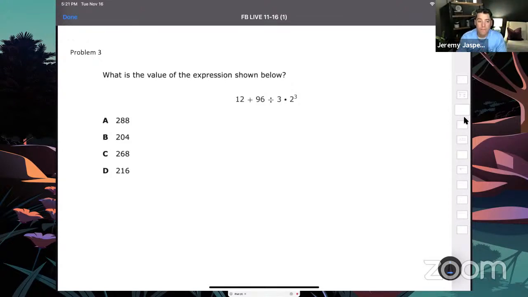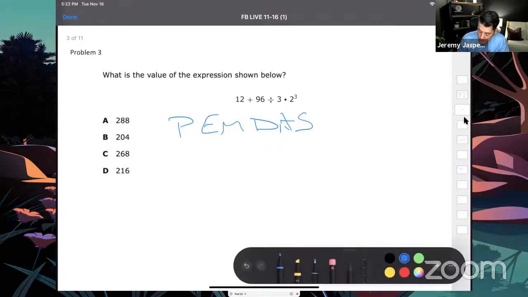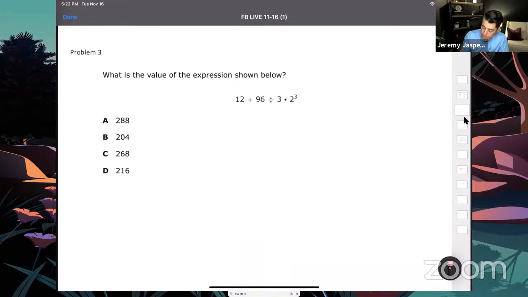All right, problem 3. What is the value of the expression shown below? So this gets us back to, and we haven't done this in a while, our order of operations. And order of operations is very important on these tests because they really hammer it home in multiple questions. Order of operations is found everywhere. So a lot of people write out our order of operations with PEMDAS. We're all familiar with PEMDAS: parentheses, exponents, multiplication, division, addition, subtraction. It's what most people do, but I do it a little differently, and there's a reason for it.